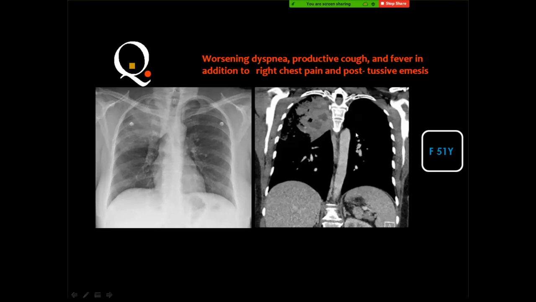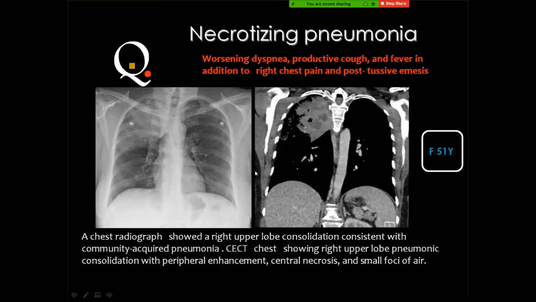And this is not a Pancoast tumor. This is a consolidated area with central breakdown and some air loculi inside. This is infection, and the pneumonia which develops central cavitation is known as necrotizing pneumonia. It is common in the pediatric age group, but can also be seen in old patients if they are immune compromised or they are infected by a virulent organism.